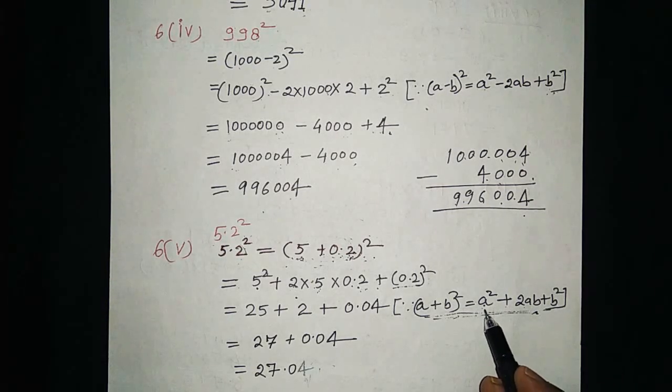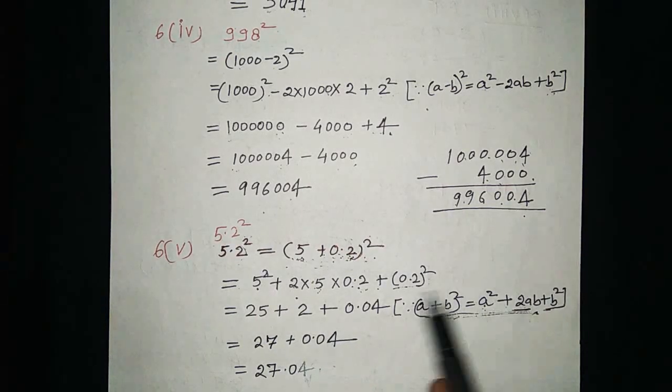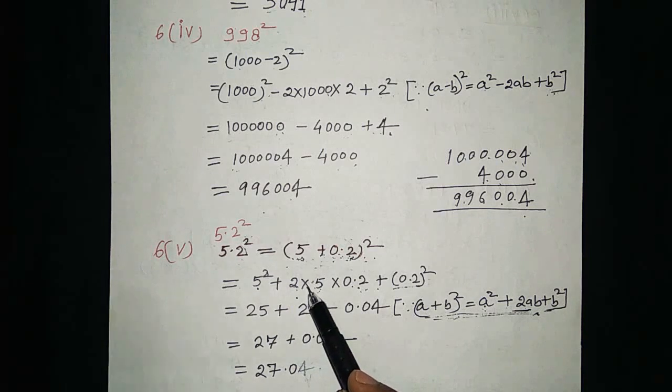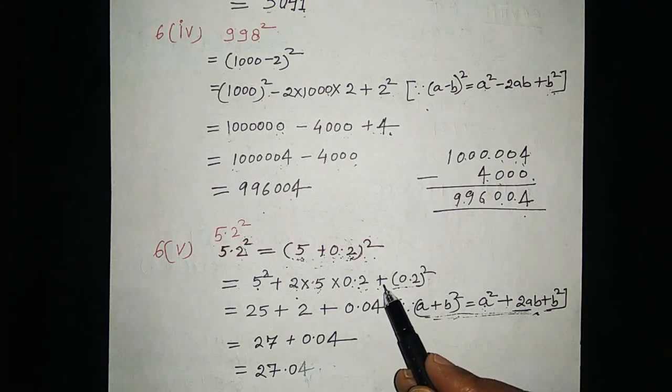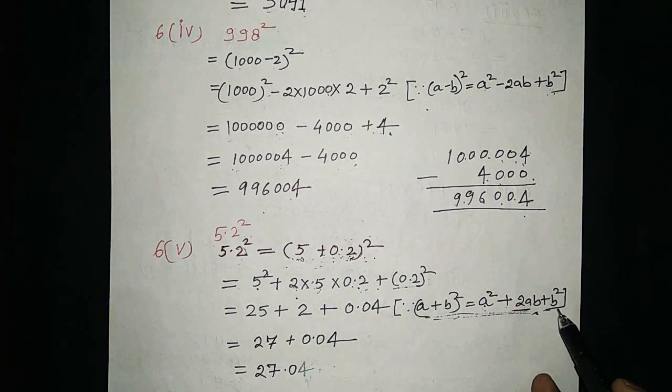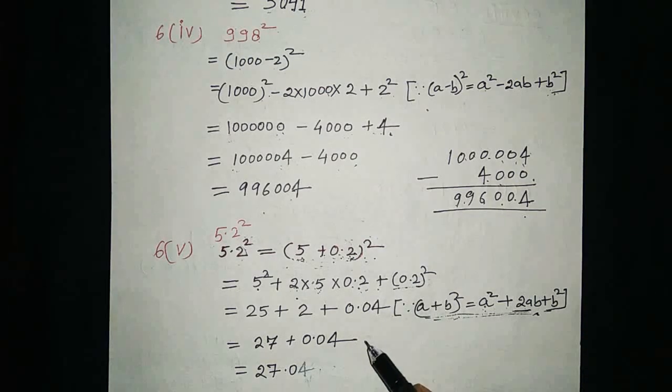Now we will put the value of a and b on the right hand side of the identity. So for this a we will write 5 and then we will do square, plus 2ab, here 2 into, for a 5, for b 0.2 we will write. Okay, plus then b square. For b we have to put here 0.2 and then square.